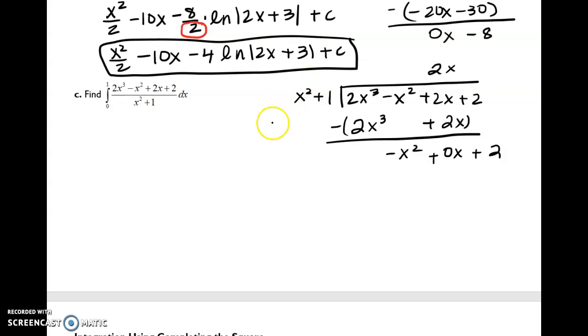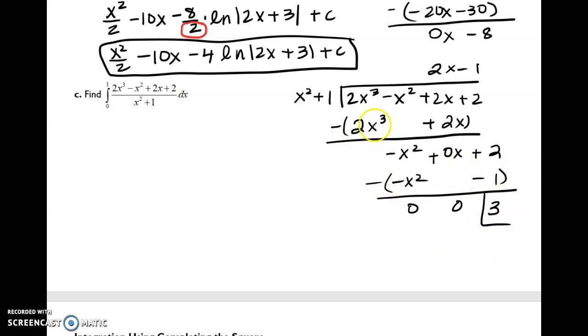And so then I still need to divide that by x squared plus 1. So what do I multiply x squared by to get negative x squared? That would be minus 1. So then I have negative x squared minus 1. Line up your terms there. We're subtracting. So these would all be 0. My remainder then is 2 minus negative 1. That's 3. And so when I rewrite this now, I can say that this will be the integral from 0 to 1 of 2x minus 1 plus 3 over x squared plus 1 dx.